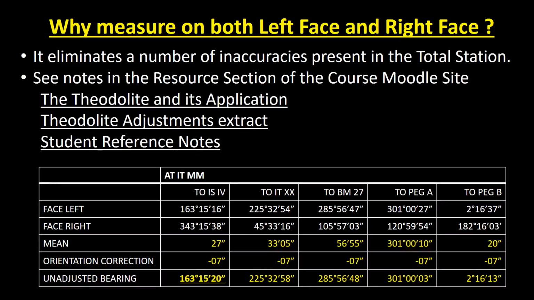So we've got 163.15.27, but hey, we didn't want that. We wanted 163.15.20. So we've got to take 7 seconds off, okay, to get down to 20.